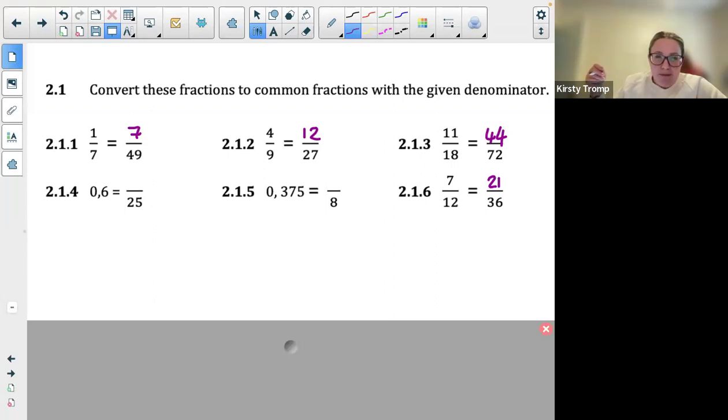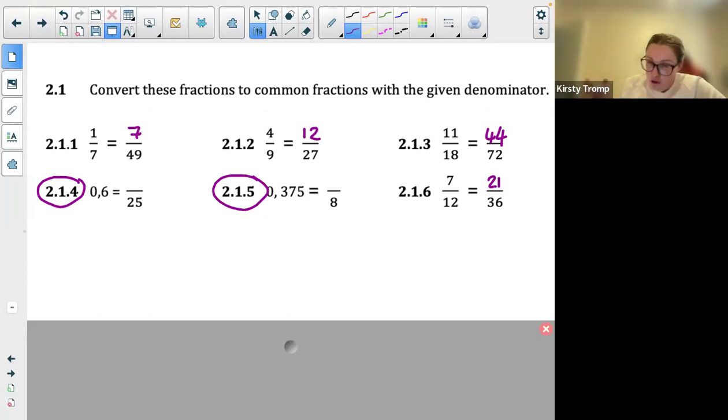My problems are coming out here with 2.1.4 and 2.1.5. Those are the ones where, in the test, you're like, ma'am, you never taught us that, and you put it in the test, okay? All right, so let's go have a look at 2.1.4 first.